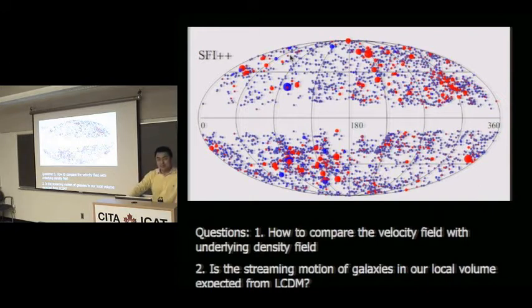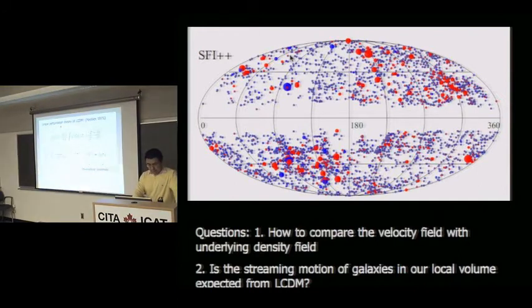The second thing is that you can ask whether the streaming motion of the galaxies, which characterizes your perturbation on a very large scale, is really what you expected in the local volume. You can also test this with your underlying theory and your underlying model of the universe. So these are the themes today, question one and question two.